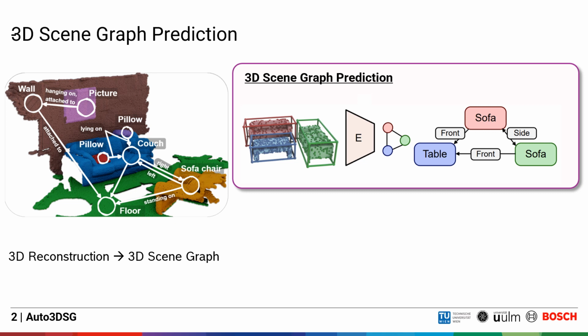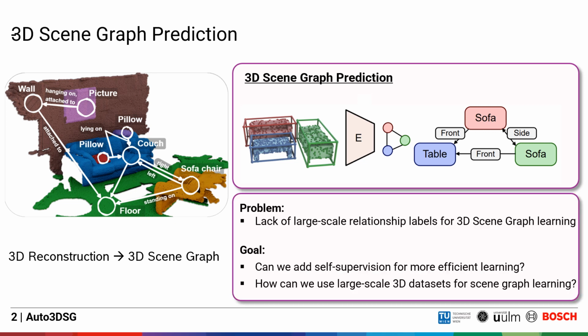To predict the 3D scene graph, the network is trained in a supervised manner on object and relationship labels present in 3D datasets. However, compared to object annotation in 3D datasets, there are no large-scale relationship labels for 3D scene graph learning. Therefore, the goal of this paper is to propose an approach to learn 3D scene graphs more efficiently using self-supervision, and utilize larger 3D datasets for 3D scene graph learning.